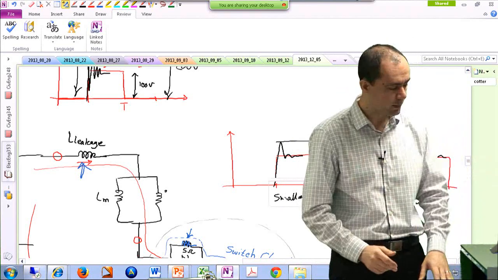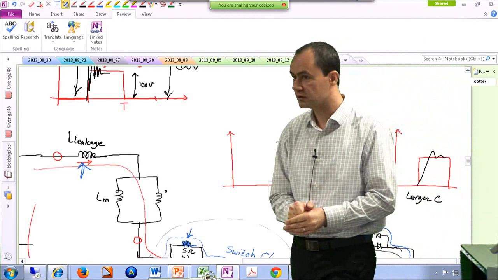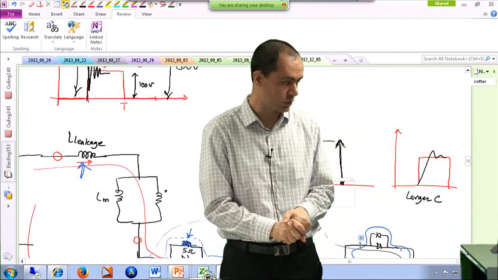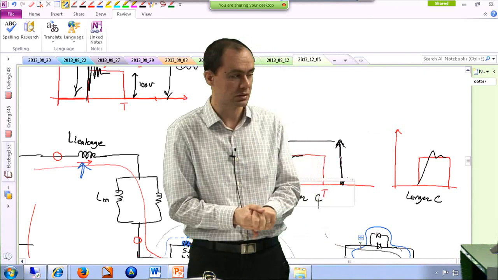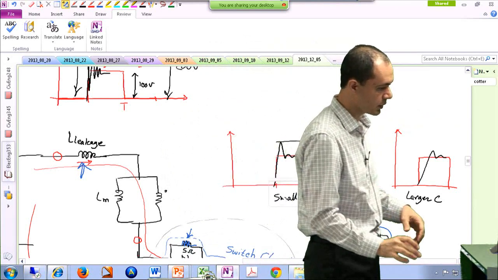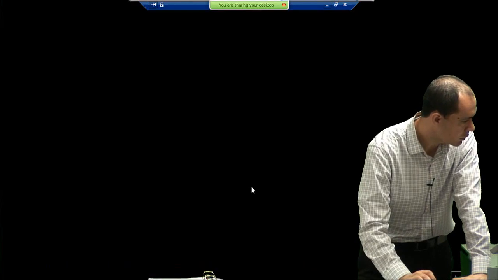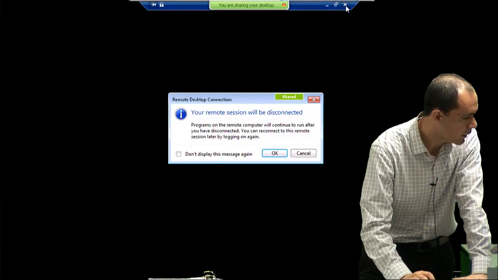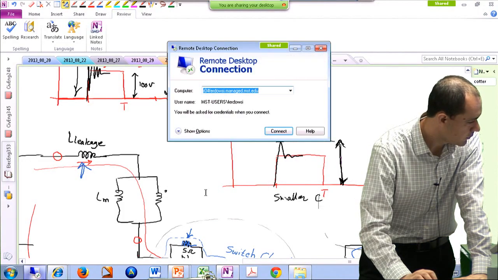Nowadays, things are better. Sometimes you see things like that for a particular topology, especially the flyback, which is the most notorious one, because you are using an inductor, a transformer, and the leakage inductance is going to actually cause some problems. I have some simulations here as well. Let's actually take a look. I don't know why it's black. I have to log in again.